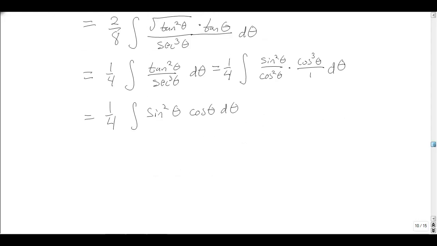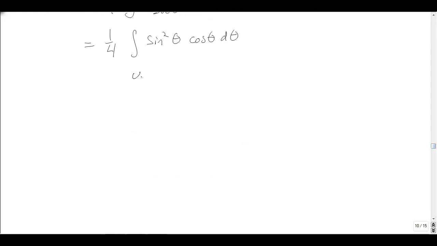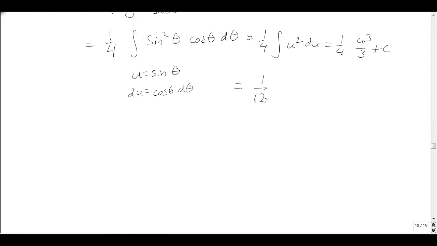I can do another substitution. Let u equal sine theta, and then du is cos theta d theta, and then I have 1/4 sine squared theta, that's u squared, cos theta d theta is du. So I get 1/4 times u cubed over 3 plus c. So I'm essentially on the way to being done. I just need to convert u's back to x's. So let's see, 1/4 times 1/3 gives me a 12th.